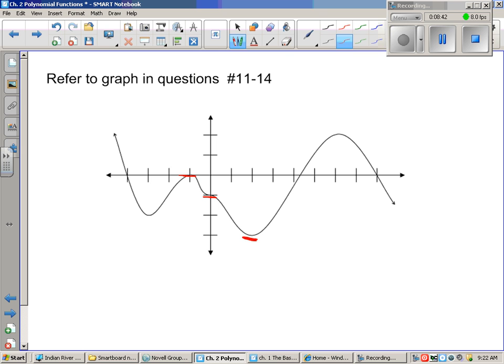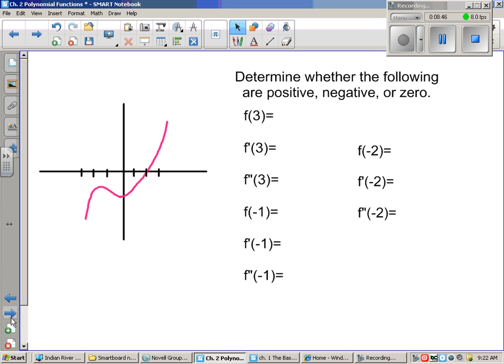All right, let's do some examples that go along with these. Determine whether the following are positive, negative, or 0. When it says f of 3, what that is saying to you is the value of f of 3. So here's where 3 is. So I'm going to look here on the graph. Is that positive, is it negative, or is it 0? Well, the value of that is positive. The slope, what is the slope at that point? Positive, good.